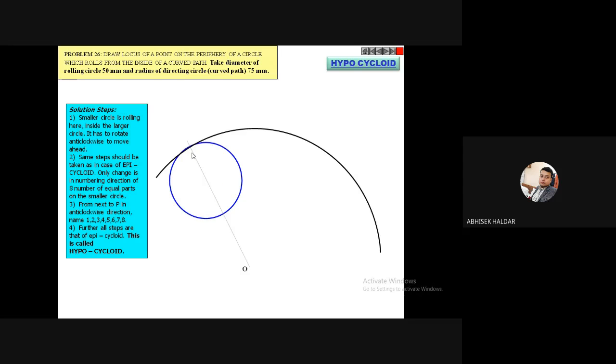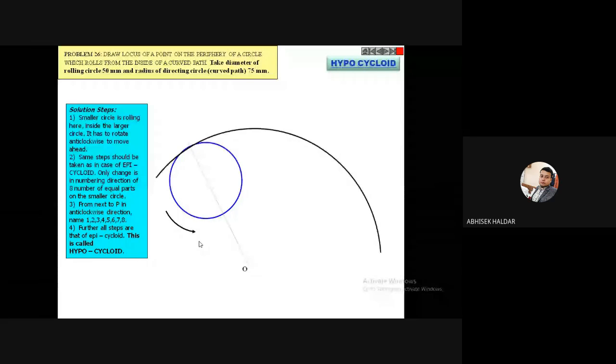Now I have to draw the rolling circle. It is very easy to draw, because from this point you take the radius of this rolling circle, you will get the center point, and with the help of the compass you draw this rolling circle. Here we are considering my rolling circle is rolling anti-clockwise. In the earlier case of the epicycloid, we assumed my circle was rolling clockwise.